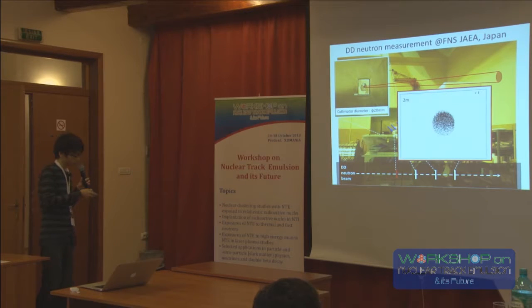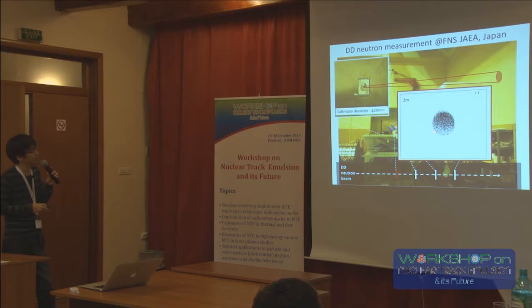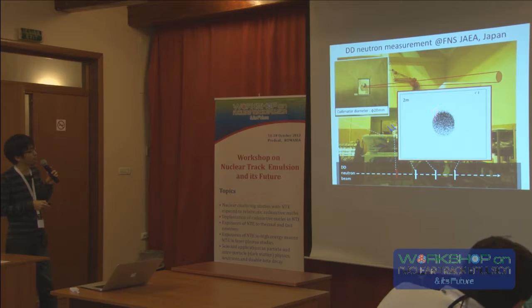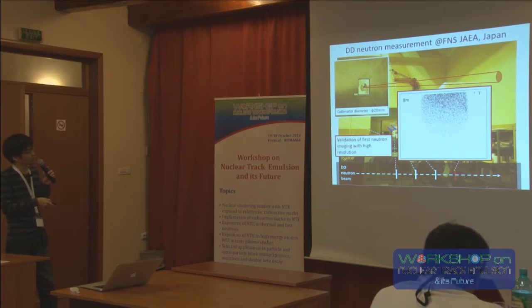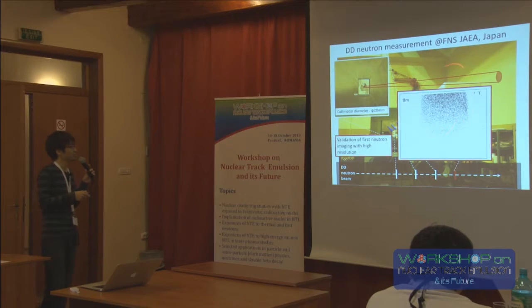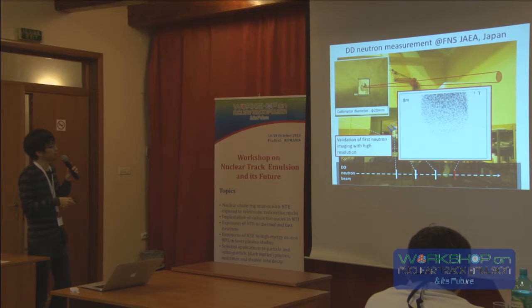So this is the result. This is the two-dimensional position distribution of neutron tracks. We have clearly detected this collimator shape. This is the 4 meter position, and 6 and 8 meter positions. So we can clearly detect the spread shape. We have validated fast neutron imaging with high resolution in this experiment.